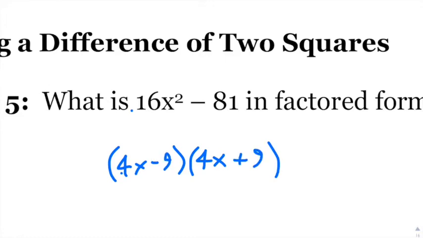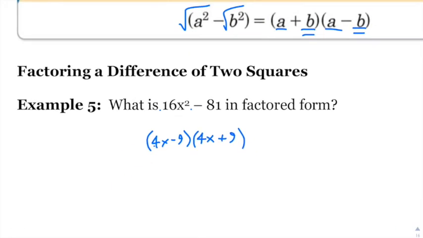And if you go back and FOIL, you can check. 4x times 4x is 16x squared. 9 and negative 9 is negative 81. And then check this out. In the middle, multiply those, you get negative 36x. And if you multiply these ends here, you get positive 36x, and that would cancel out, therefore not having the middle term, or the b term. So that's how you write those.